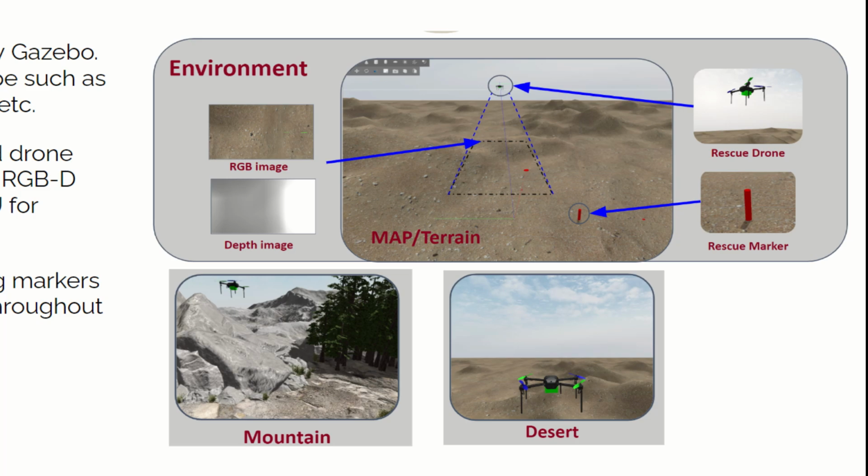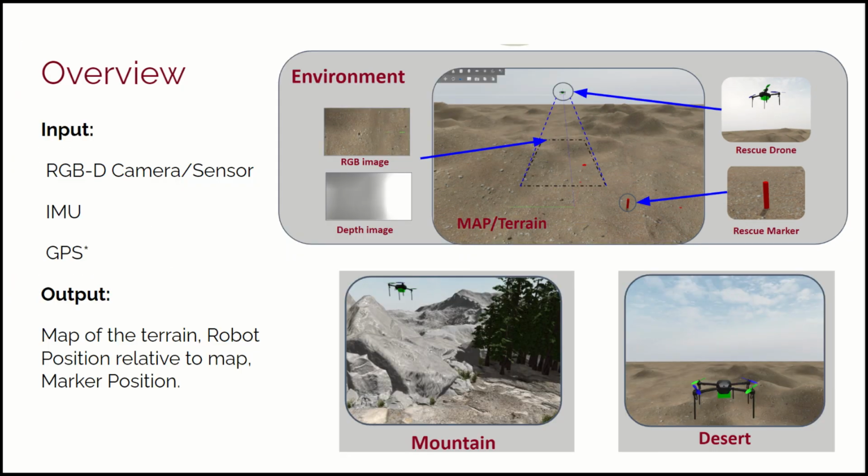The drone in the simulation flies over the terrain with an RGBD camera pointing downwards. This allows it to get image data along with depth data. The drone also gets data from its IMU, which can give it positional data based on its heading, acceleration, and movement. GPS is used here for ground truth comparison.